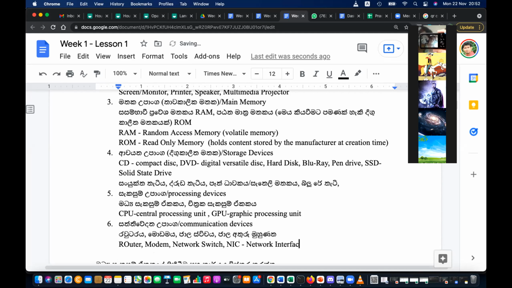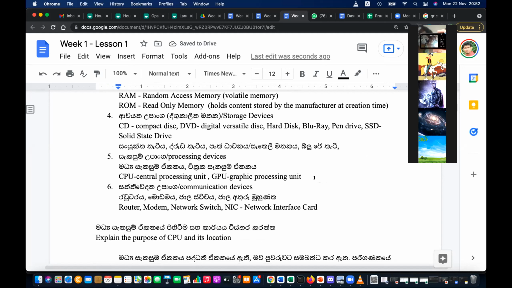So those are network communication devices. Okay, so that is actually something we need to learn in grade 6, right? But still, since you cannot remember, and some of you haven't come for grade 6, that's why I was thinking of giving that.